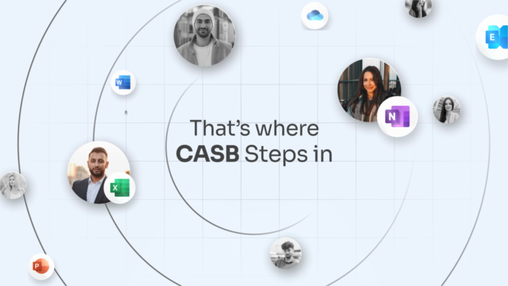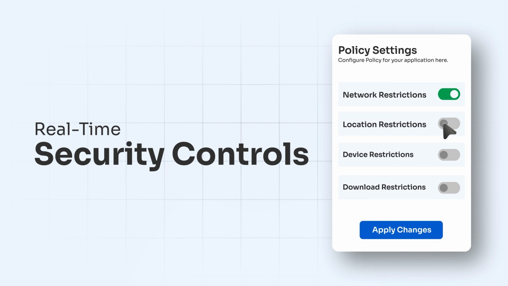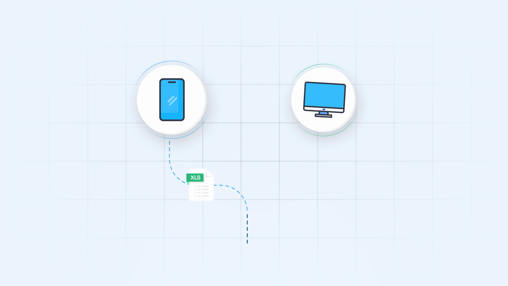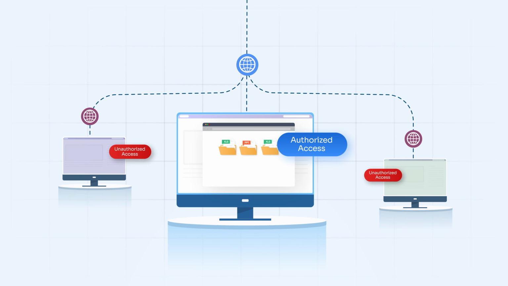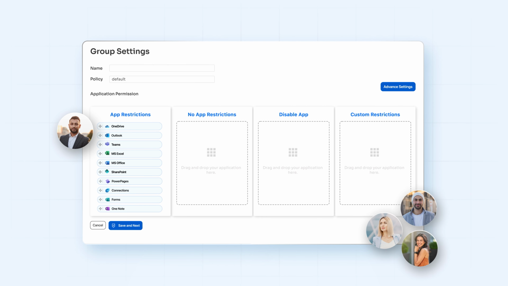For example, you can enforce real-time security controls like network restrictions, location restrictions, device restrictions, download restrictions, and many more using CASB. This prevents both mobile and desktop devices from unauthorized access, stopping sensitive files from being downloaded or shared externally. The best part? You decide which apps your team can use.